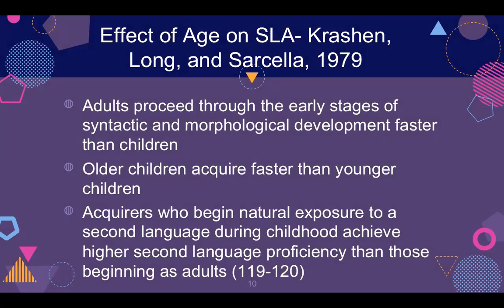Adults proceed generally through the earlier stages of syntactic and morphological development faster than children. That can be because they have better study skills and they have learned to be learners. They have metacognition about their own language. They can help transfer that to a new language learned. Older children acquire faster than younger children for some of the same reasons. And then acquirers who begin natural exposure during childhood achieve higher proficiency than those beginning as adults.